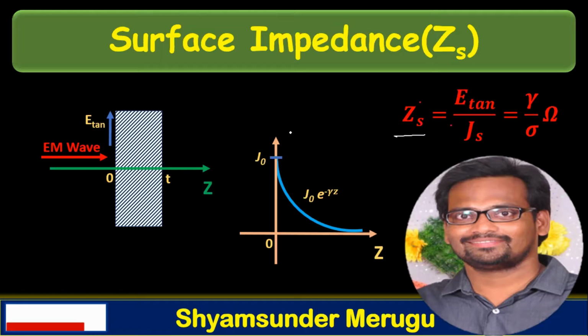In today's video lecture, we are going to discuss the surface impedance, that is ZS. ZS is the ratio of the tangential component of the electric field to the surface current density. It is also equivalent to the ratio of propagation constant gamma to the conductivity sigma. The unit for the surface impedance is ohm.